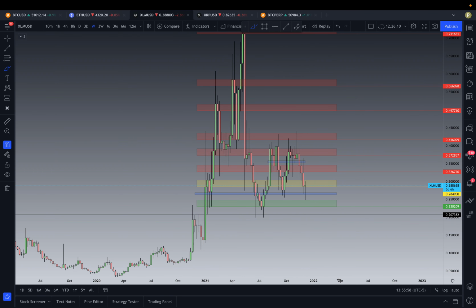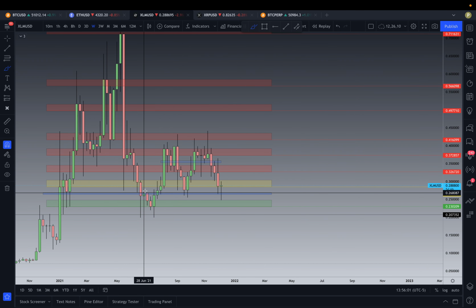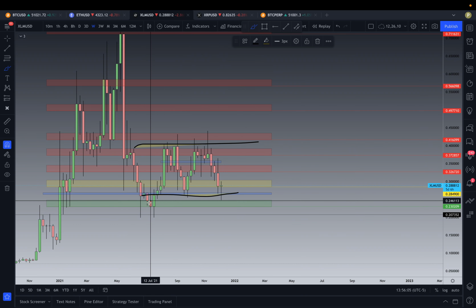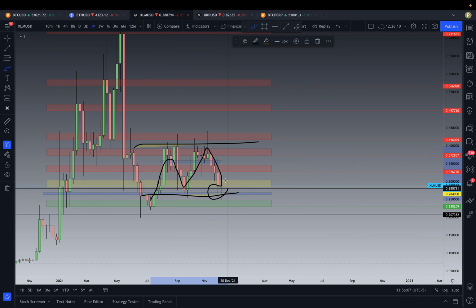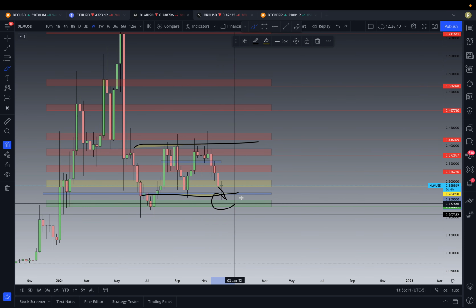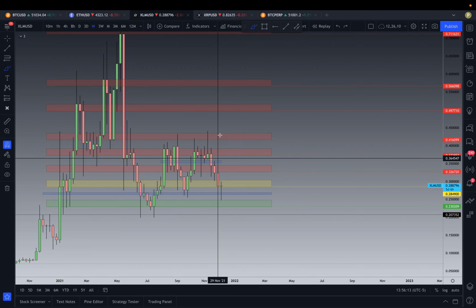On a weekly level, same thing. On a weekly level, you see this level holds. All right, 1, 2, 3, 4. So we need to bounce right back up again. If not, we could break out of that and then see this here. So that's going to be XLM.